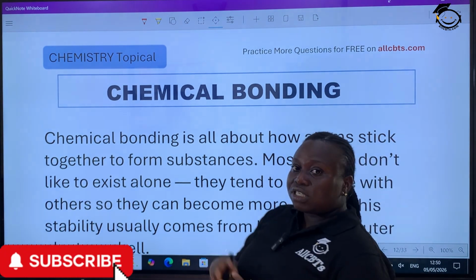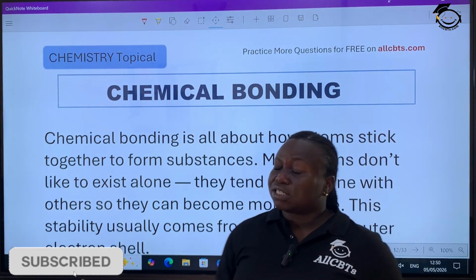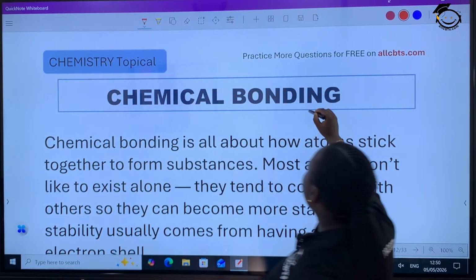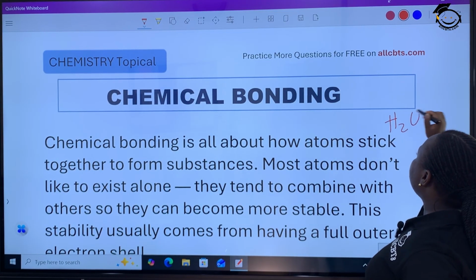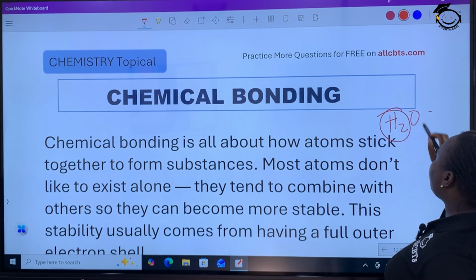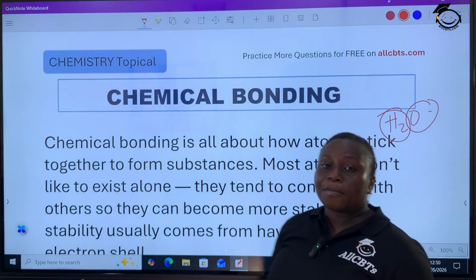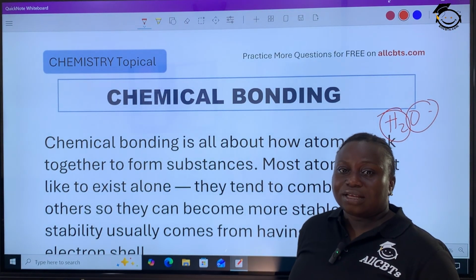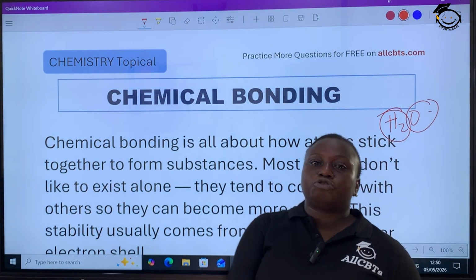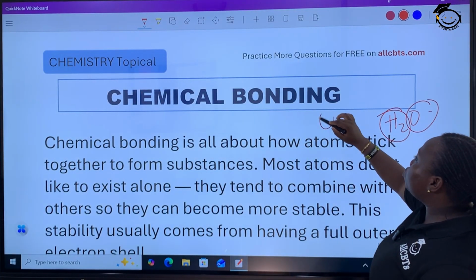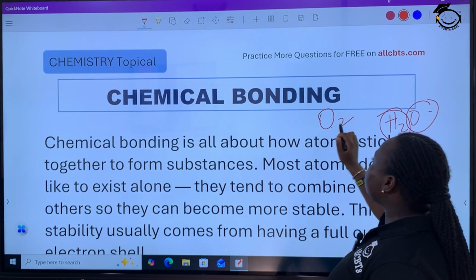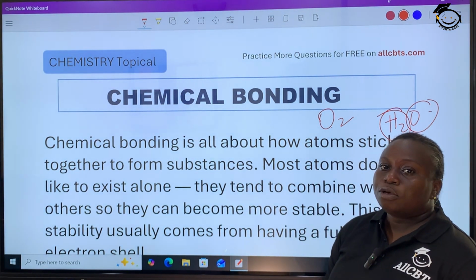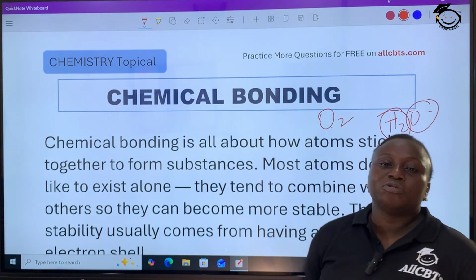Now, when atoms stick together, they form different substances. For example, we have heard of H2O, the water that we drink. It is a combination of hydrogen atoms and oxygen atoms to form water. So, for different substances that we use from day to day, in fact, even our oxygen goes through chemical bonding. Why? Two atoms of oxygen will combine together to form the one that we breathe in. So this chemical bonding happens every day in our daily life.